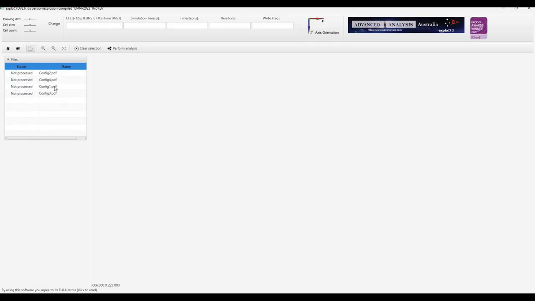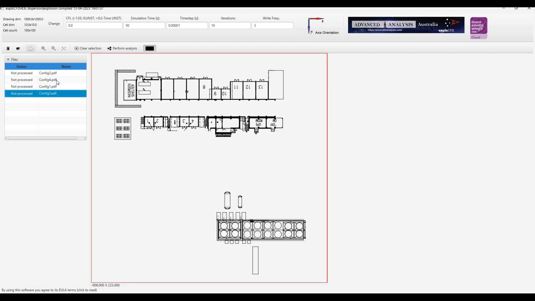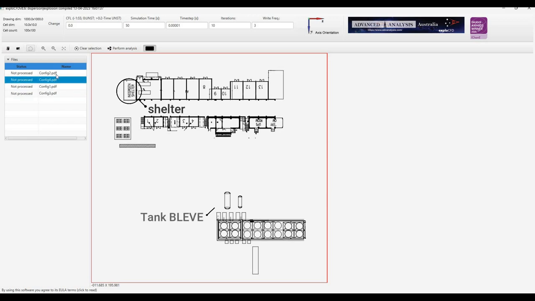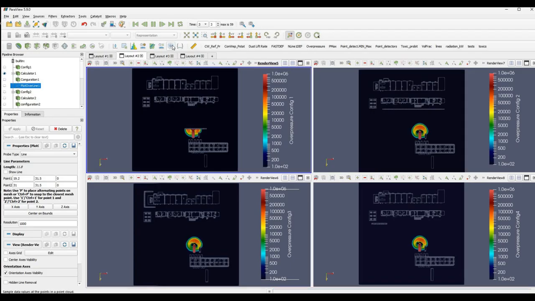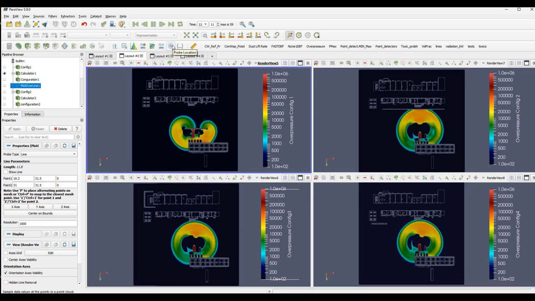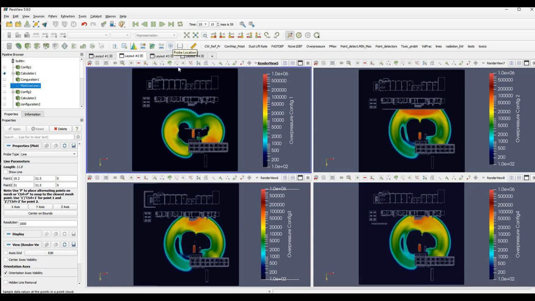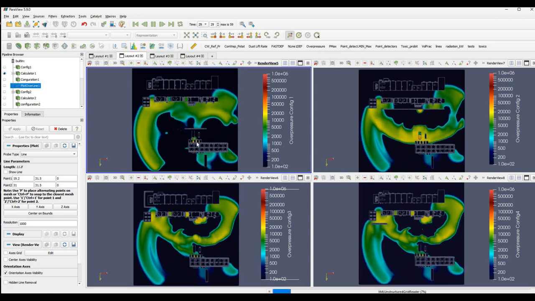exploCFD, you have a beautiful platform to compare and examine multiple design configuration variants, and importantly, you're able to run them all at the same time. In this case, we're looking at 4 different blast wall configurations to protect a shelter from a levee in a tank some distance away. Here we have 4 different variants with 4 different blast wall configurations to try and protect at least the shelter from a levee that occurs here.